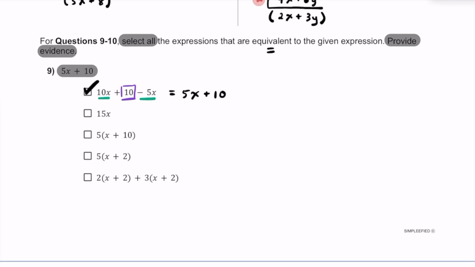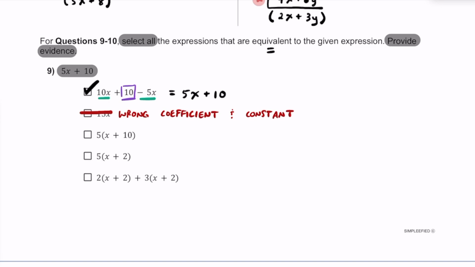If we take a look at the second choice here, 15x, well, you can see here that the coefficient does not match. Also, there's a constant of plus 0 here that's invisible, but we have a constant of plus 10. So this one does not work. All right, you can't combine like terms here. So I'm just going to say that we have the wrong coefficient and constant here.